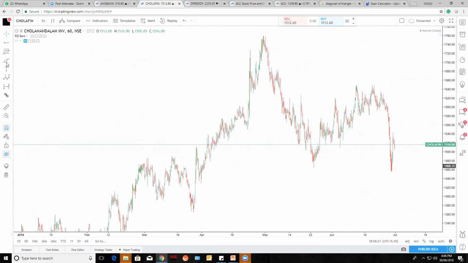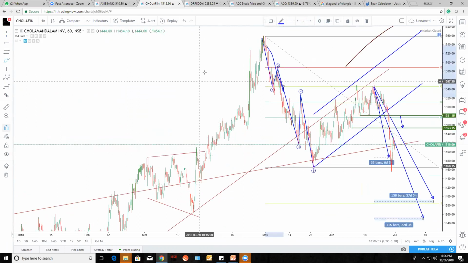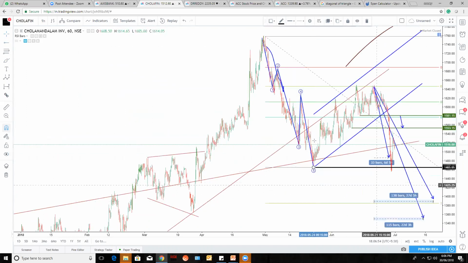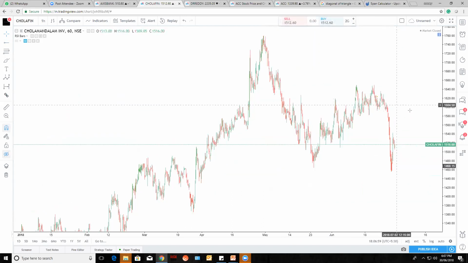Because of a simple concept. Let's say this is a one-directional move, this is an impulse wave. This whole is one impulse wave. After that there is a correction, and after the one impulse wave, one more impulse wave will come, right? So this is the concept I used to trade. And once it broke down, I entered at 1608, which is my selling price, and I booked it exactly at this level, 1465 or 1475 maybe.